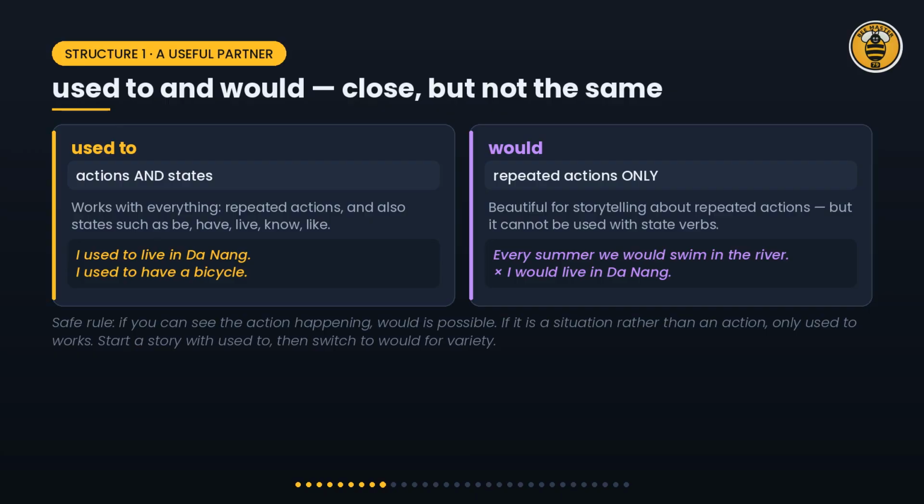Every summer we would swim in the river. But you cannot say, "I would live in Da Nang," when you mean that was your home. Live is a state, so only used to works there.